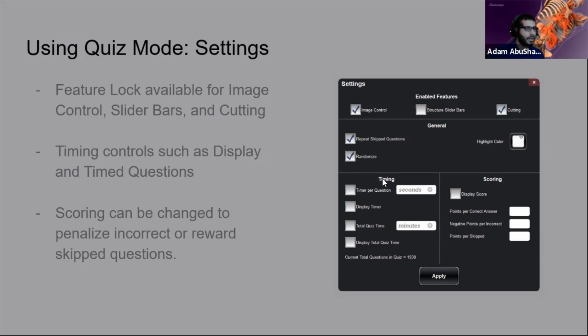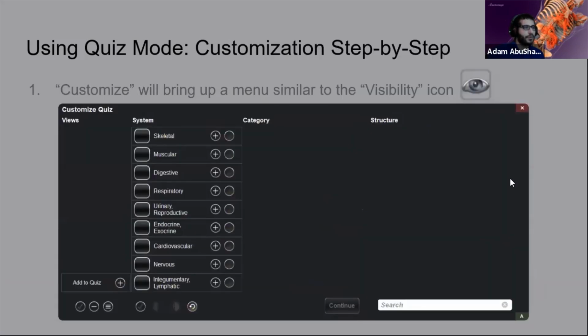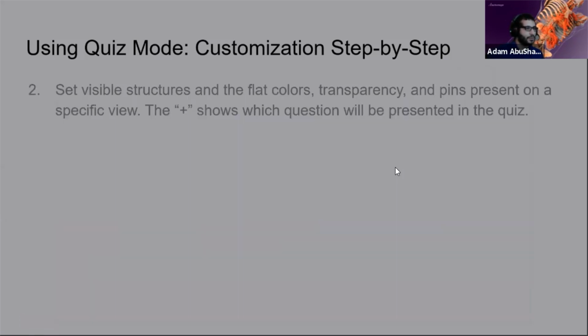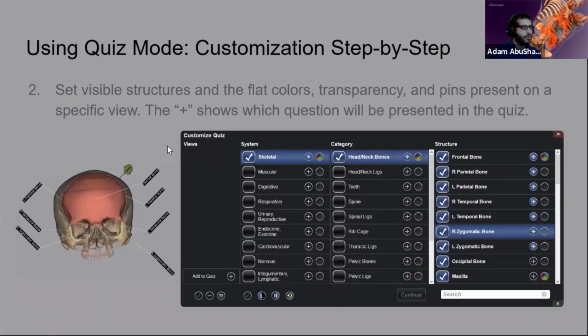So in addition to the settings, we have the main feature of quiz mode, where you're able to customize your quiz. So when you click customize, it'll bring up a menu that is very similar to the visibility icon represented by the eyeball at the bottom. And the main difference you might notice here is that there's a section on the left called views, which is where you'll be creating your views on the table and adding to this section. And so you will be creating a view.